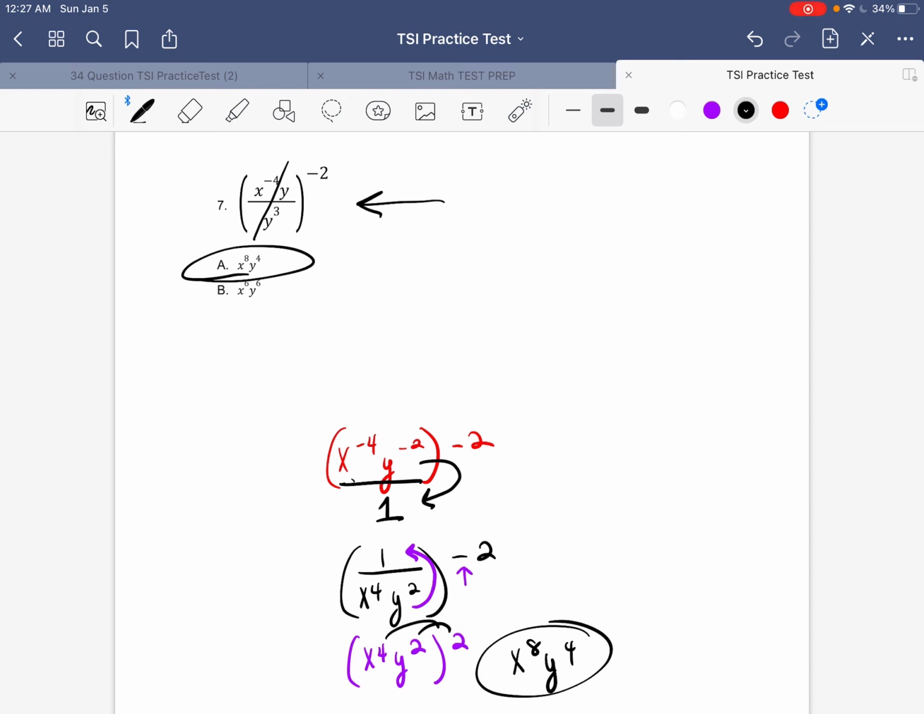Once everything on the inside of the parentheses is positive, then you can go ahead and deal with the exponent on the outside. If the exponent on the outside is negative, then switch it again. Even though it's ridiculous, just do it. Flip it again. And then once you have that negative exponent dealt with, go ahead and just multiply the exponents.